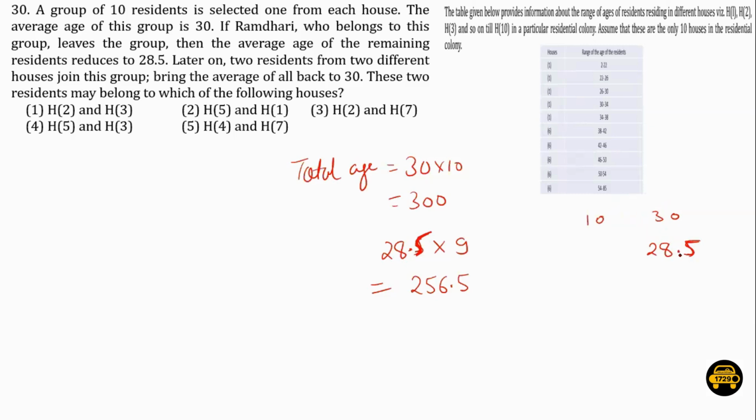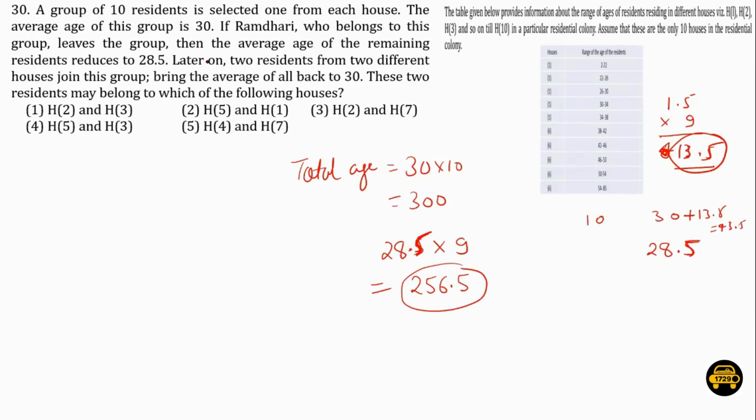Now it became 28.5. What does this mean? This means that basically Ramdhari stole 1.5 years of age from every other member as well. So 1.5 years of age from every other member, that means from 9 people, that will be 13.5. So Ramdhari's age would have been 30 plus 13.5, that is 43.5. And if we subtract 43.5 from 300, we'll get the same number. So we can calculate it either of the ways. That was one of the ways how we can approach averages questions without doing too much calculation.